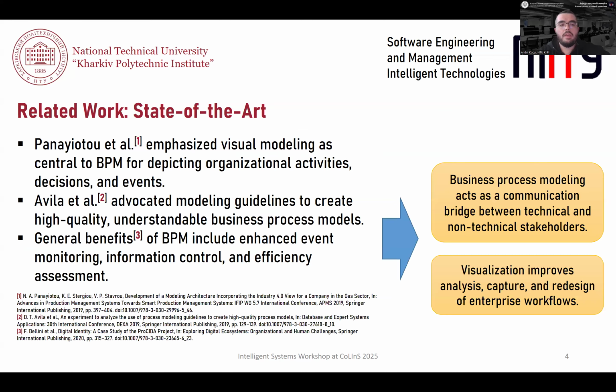Only high quality business process models may be useful for the workflow design, analysis, improvement, and activities automation. As part of the related work, we have analyzed the state of the art, and different researchers in this field emphasized visual modeling as central for BPM to depict organizational activities, decisions, and events. They also advocated modeling guidelines to create high quality and understandable process models and formulated general benefits of BPM that include enhanced event monitoring, information control, and efficiency assessment.